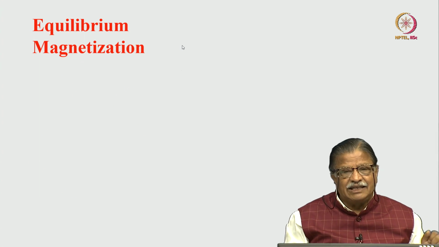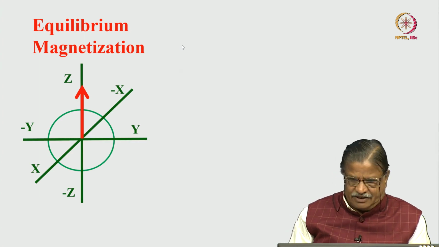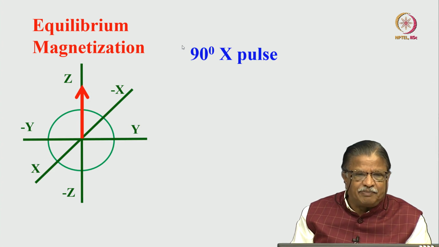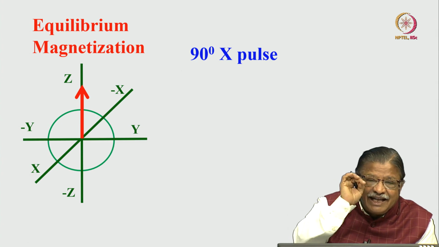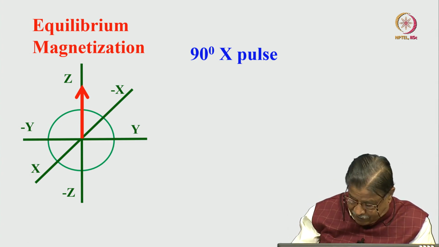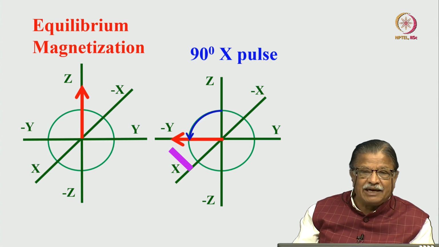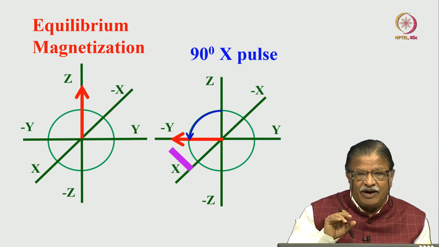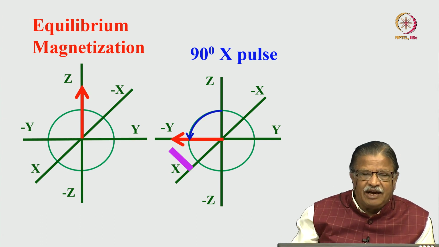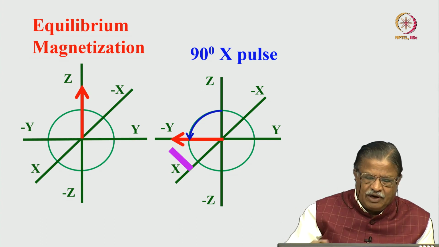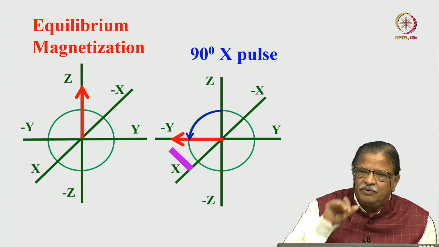Now, let us consider the equilibrium magnetization is along the z axis. I will show you how we can tilt it. I am going to apply a 90-degree x pulse. That means I am applying a 90-degree pulse along the x axis. What do you mean by a 90-degree pulse? That pulse should be sufficient to tilt the magnetization. If I apply along the x axis, it will tilt along the minus y axis, because of the right hand thumb rule I told you already. So, it has to tilt towards the minus y axis.